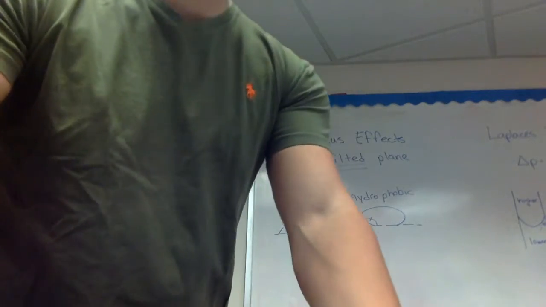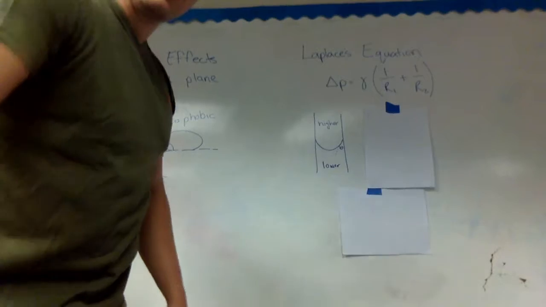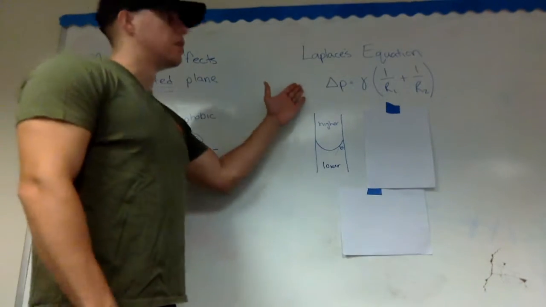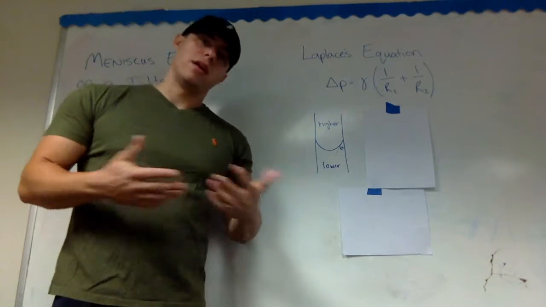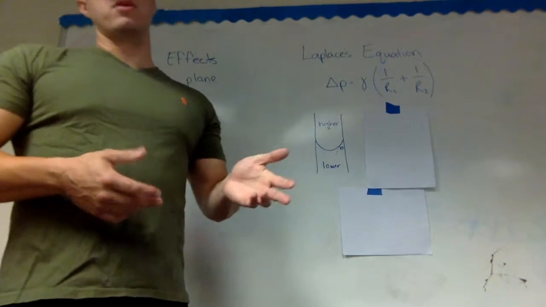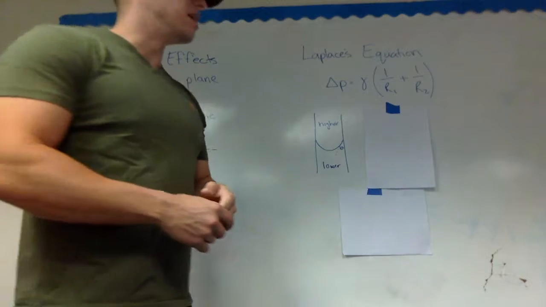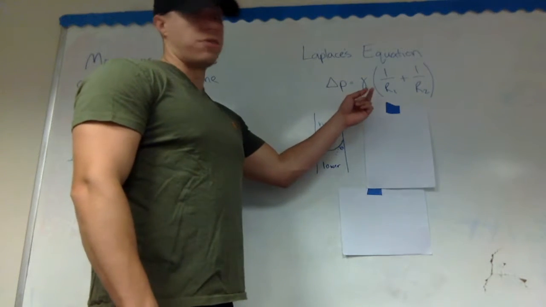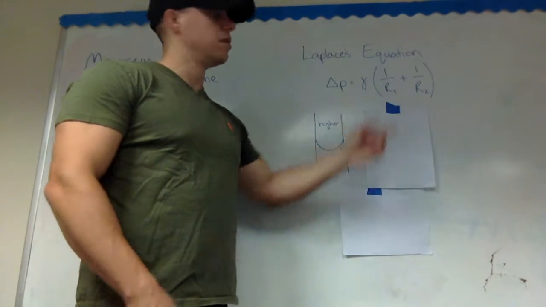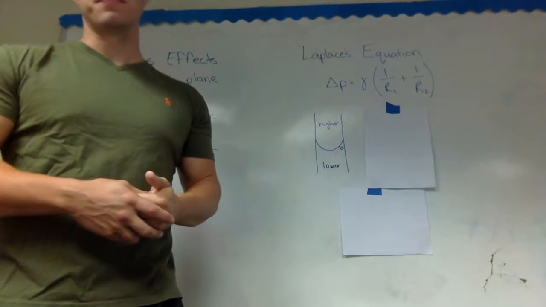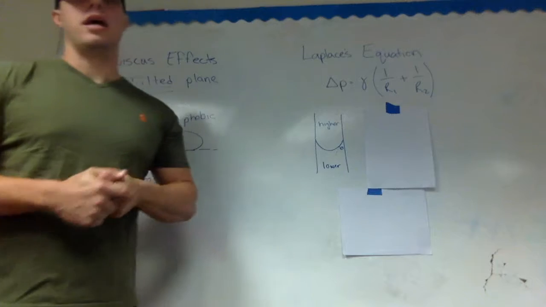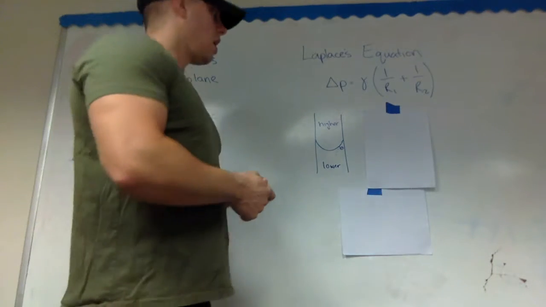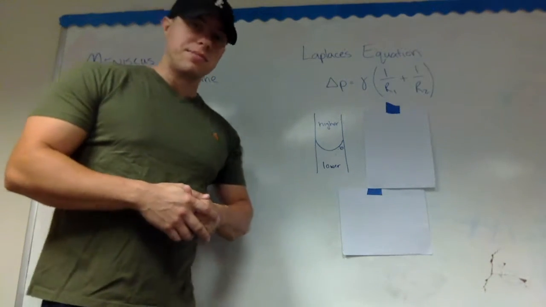So we have to talk about a couple other things, one of which is Laplace's equation. Now, Laplace's equation talks about the differential pressure created at an interface between a fluid and a vapor based on the surface tension of that interface and the curvature of the interface. What's important to note is that there is a differential pressure at the interface. And now we're going to talk about what that means.